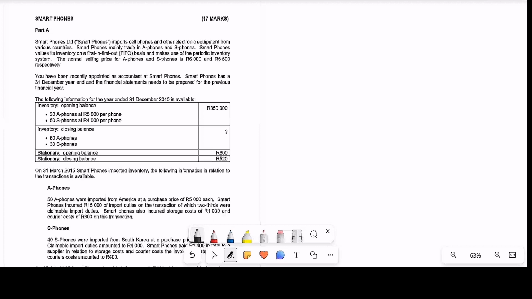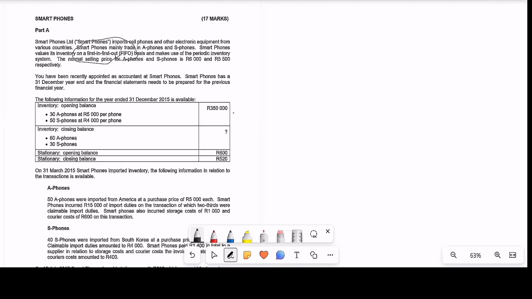So after that, let's start with the question. It basically says, Smartphones Ltd import cell phones and other electronic equipment from various countries. Smartphones mainly trade in A phones and S phones. Smartphones values its inventory on the first in, first out. So as you can see here, they're using the first in, first out inventory system. It's the first in, first out.